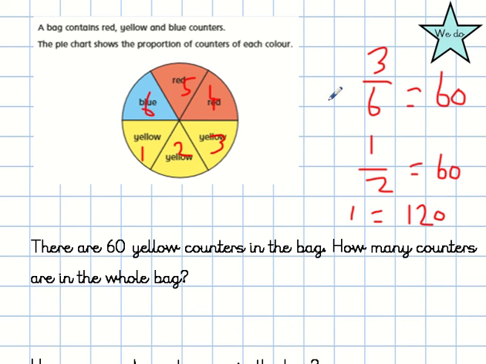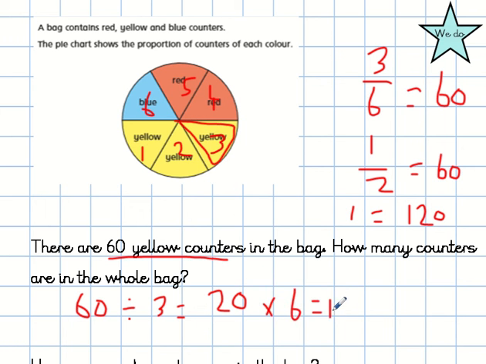And another way we could have worked that out is we could have divided our 60 by 3, because we could have divided our 60 yellow counters, which it says here, by our 3 sections, and we would have found 20. That would have found what 1 section equals. And then I could have timesed my 20 by 6 to find out my whole, which would have equaled 120.